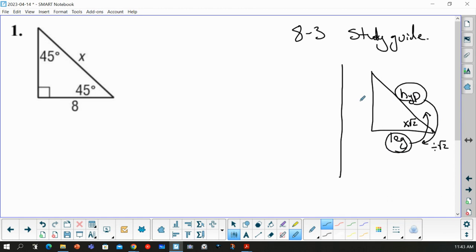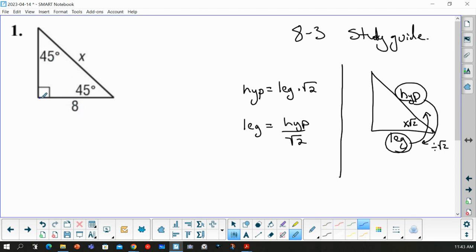I could do the same information this way. I could say the hypotenuse is equal to the leg times the square root of 2. And then I could say the leg is equal to the hypotenuse divided by the square root of 2. Okay? These are two ways you can think about this that might make it even easier. So now let's do this problem.